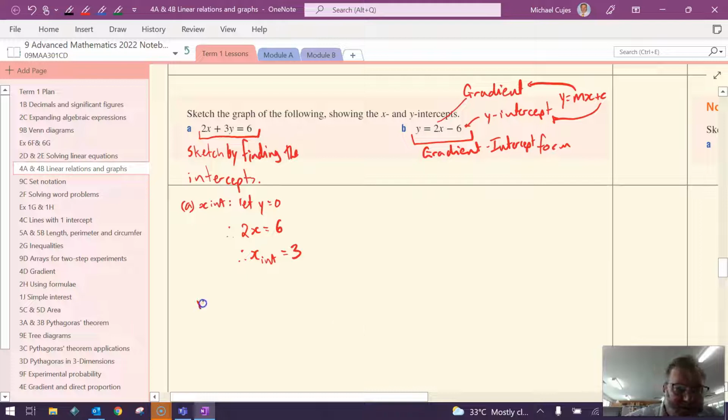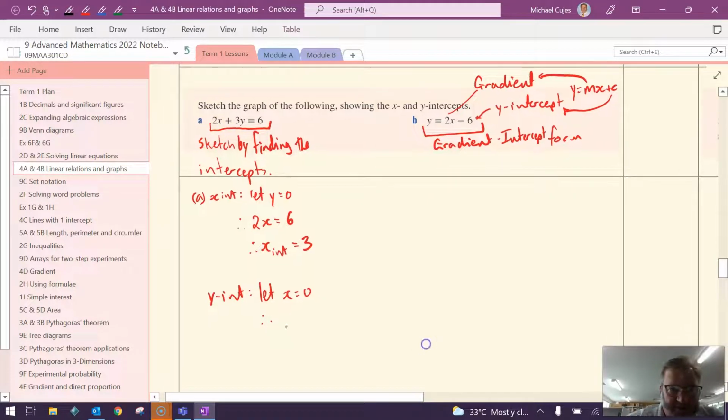I can also find the y-intercept. To find the y-intercept, I let x equal 0. Therefore, that first little bit of the equation, 2x, is going to be 0, so I'm just going to be left with 3y equals 6. Dividing by 3 on each side, I'm going to get y equals 2, so that's my y-intercept.